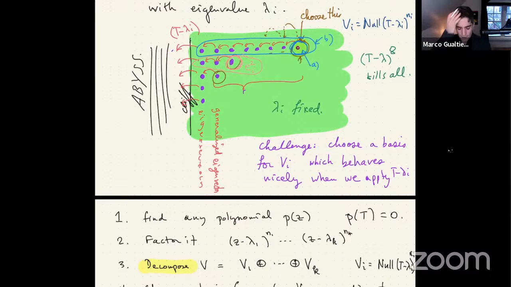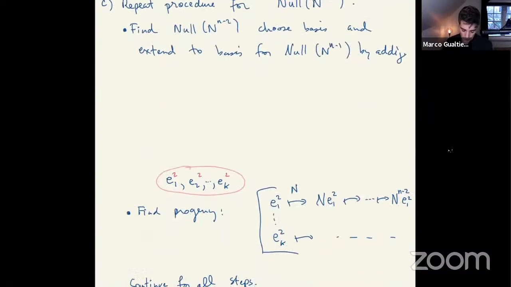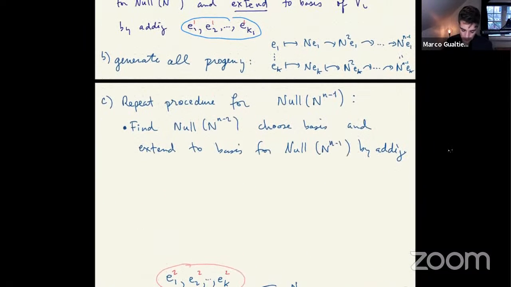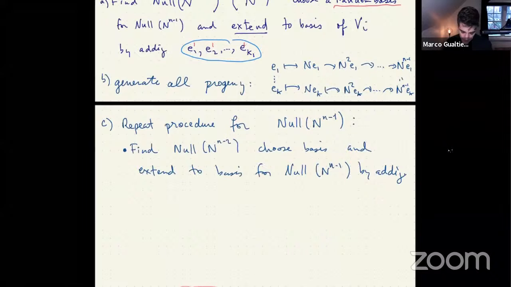Now, what you need to be careful of is the following fact. So if I look at the null space of n to the 3, okay, it will contain this element, but it will also contain an element from the previous step that was mapped there, right? So when I make my choice of a basis for the null space of n to the 3, I need to make sure that I do not choose something that has already been chosen before. So that's what we need to just ensure here. So let's see. Find null of n to the n minus 2.